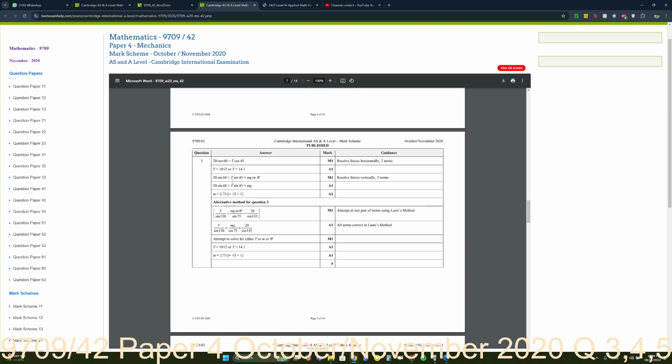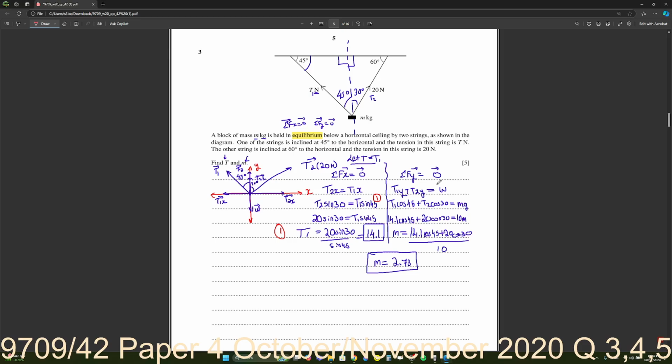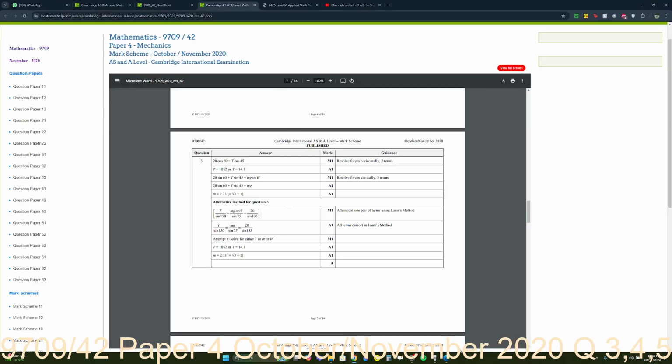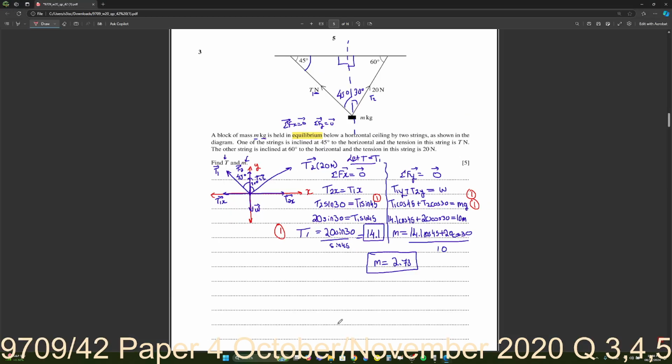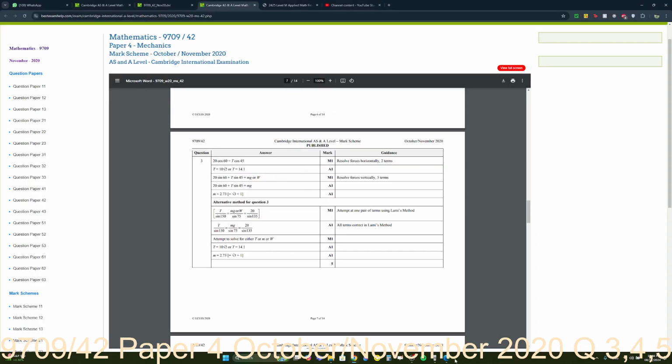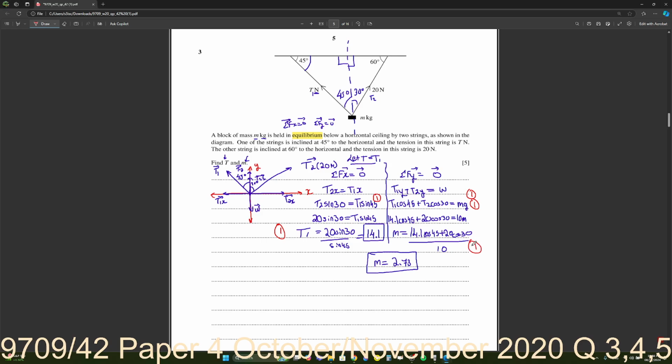Wait, 20 sine 60, 20 cosine 30 plus t. Yeah, so you would get 1 mark, I think, for this one over here. 1 mark for this one. Wait, resolve forces vertically, 10, 20, 20. Yeah, so you'd get 1 mark. You get 2 marks over here, and then I'm presuming 1 mark for the answer. Yes, so you'd get 1 mark for the answer. So these would be how your 5 marks are distributed. Okay.